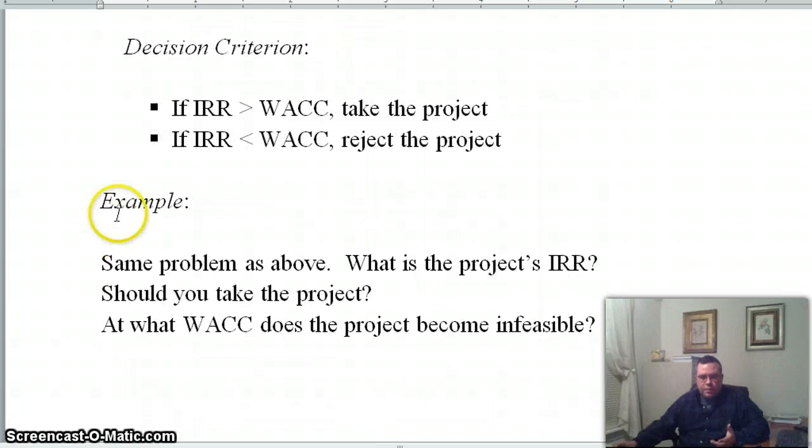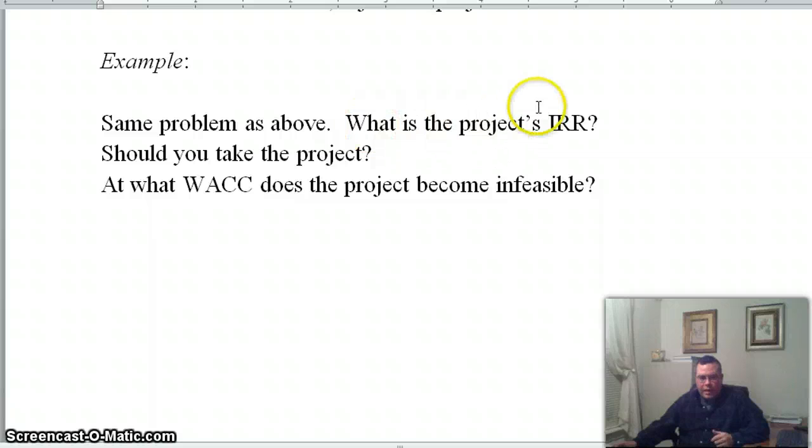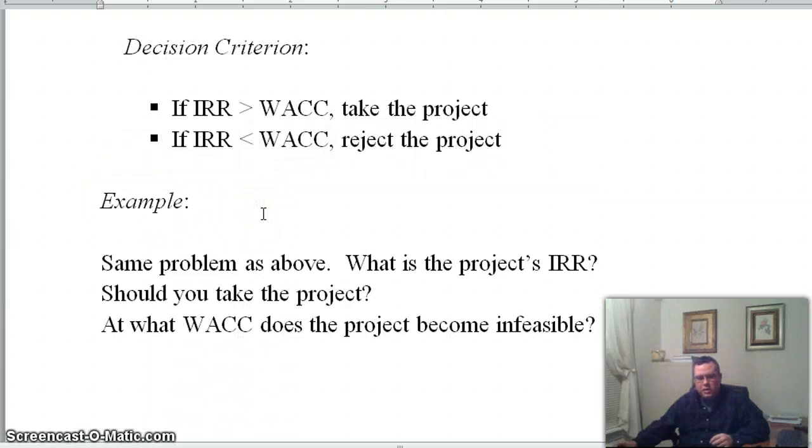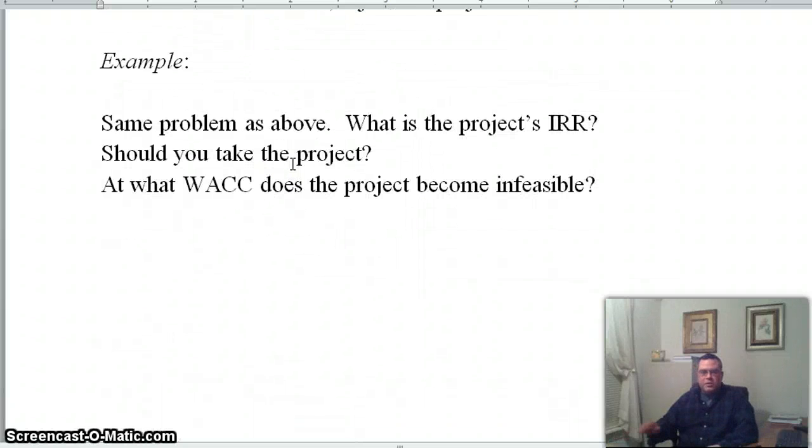So we're going to do the same problem as above, but we want to calculate the IRR. We want to know, should you take the project? And then I've thrown in another question: at what weighted average cost of capital? So let's say this. We said it was 12% earlier. I'm not going to scroll all the way back up there. We said our weighted average cost of capital was 12%.